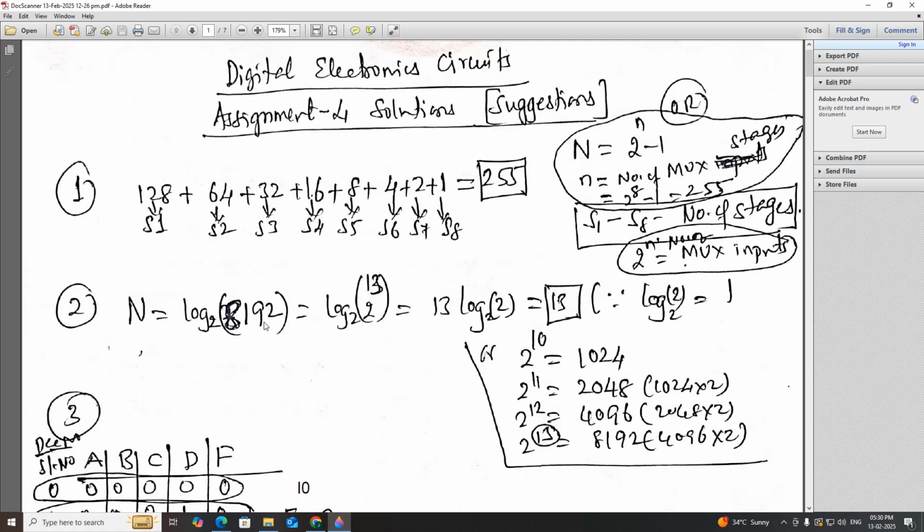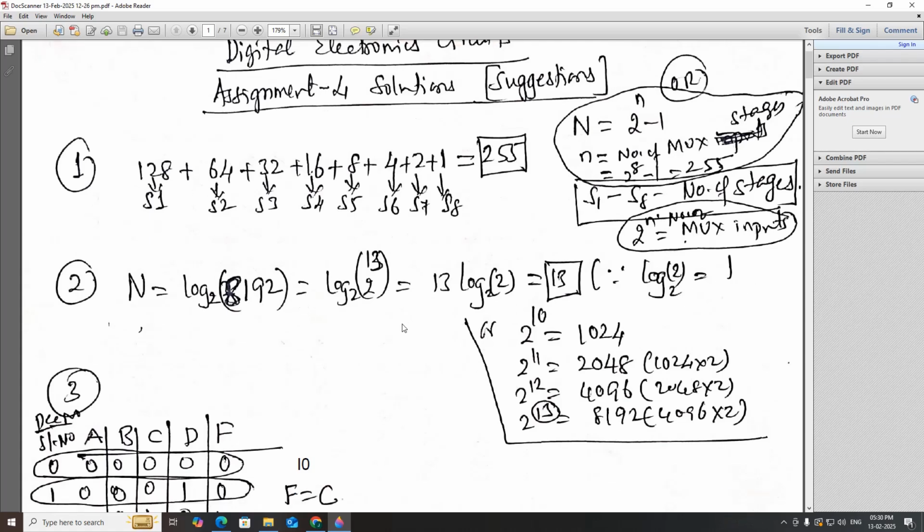This 8192 can be expressed as a power of 2. So 2 power 13 is equivalent to 8192, and by using logarithm this can be expressed as 13 log 2 base 2, and this becomes 13 because log base 2 of 2 is equal to 1. So the answer is 13.